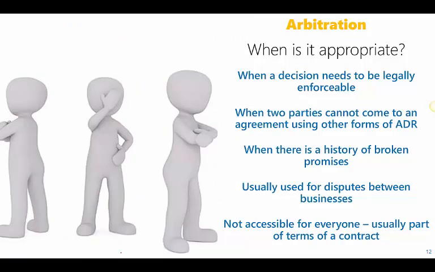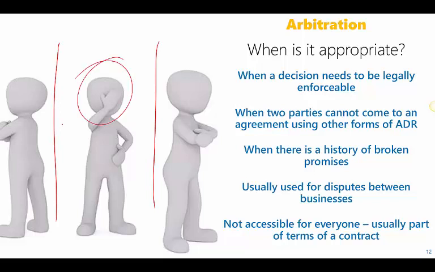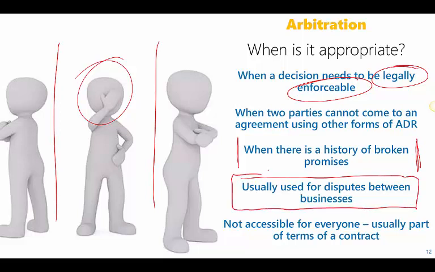Arbitration is appropriate, and perhaps more appropriate in situations like this, where the parties can't come to their own agreement. You might see a mediator or conciliator here annoyed, and therefore a decision needs to be made by a third party that is legally enforceable. And this might be because there's a history of broken promises, so other agreements haven't worked, or just because the parties are at loggerheads and can't decide. Arbitration is usually used in disputes between businesses.